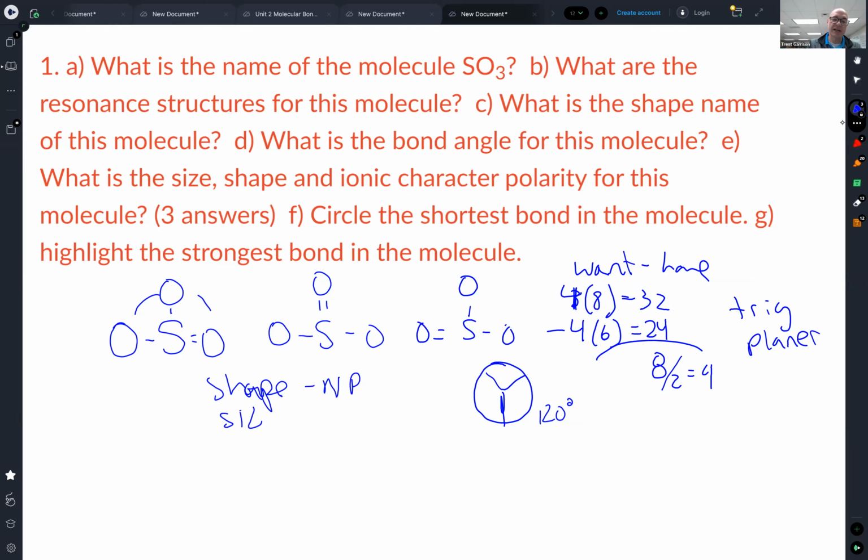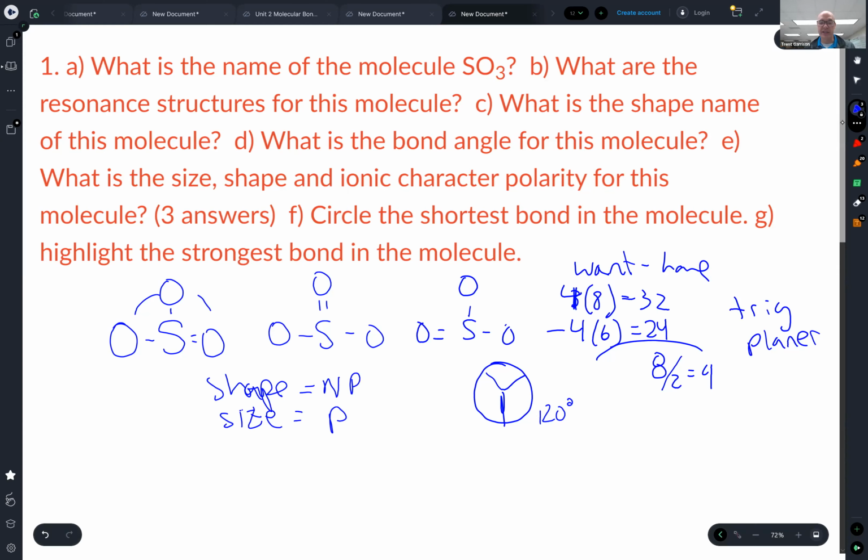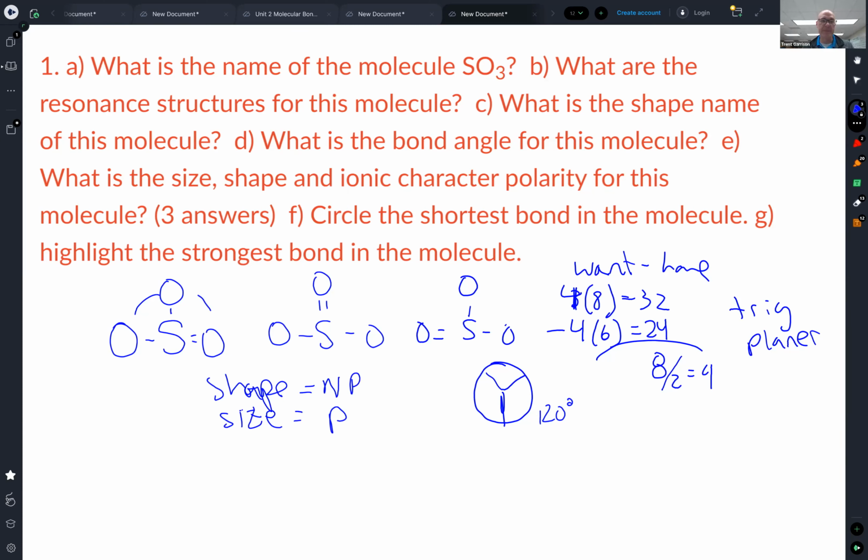According to size, now these guys are on different energy levels on the periodic table, so that will tell you that it is polar. As far as ionic character is concerned, I'm gonna have to go and look that up. So hang tight. Let's go and open up a new slide here. Ionic character chart. Let's see if we can find one.